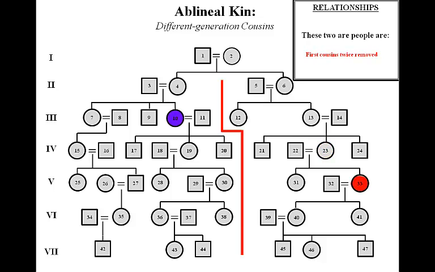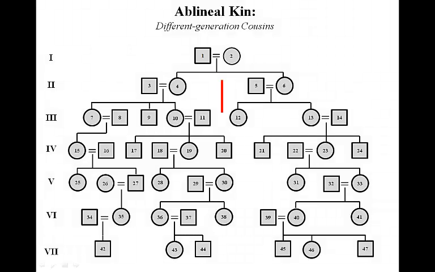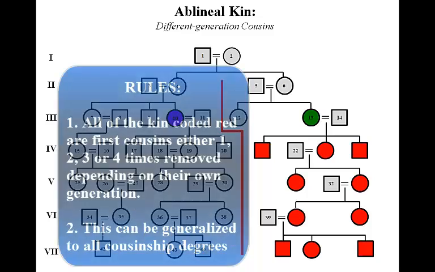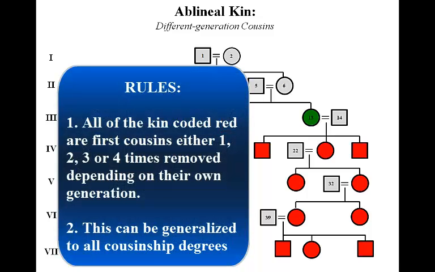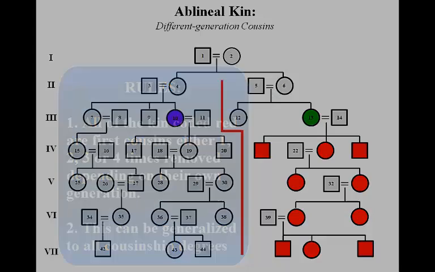Her daughter, number 33, relationship to 10, is first cousin twice removed. Then her daughter, number 40, relative to 10, is first cousin 3 times removed. And finally, her daughter, number 46, this relationship to 10 is first cousin 4 times removed. So the rule is the following, that can be generalized to all cousinship degrees. Because number 10 and number 13 are first cousins, all of the descendants, shown here in red, of 13 will be first cousins of number 10, either 1, 2, 3, or 4 times removed, depending upon the generation.